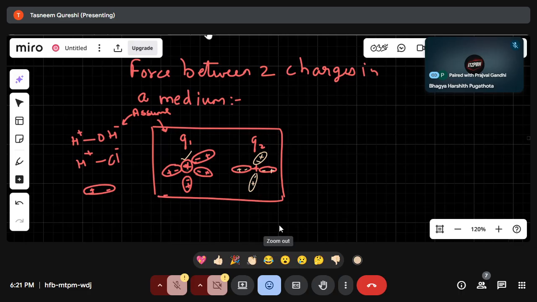You might have studied in chemistry. Okay, so please don't send these weird emojis. Let us just study seriously. Just give a thumbs up.